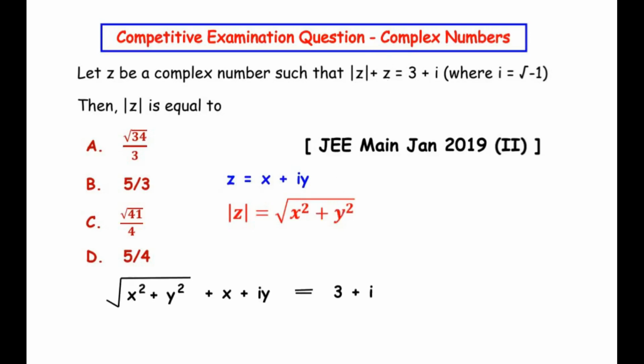So we have here square root of x square plus y square plus x plus iy is equal to 3 plus i. Now the next step is comparing the real numbers from both the sides and the imaginary numbers as well. On the left hand side the real numbers are square root of x square plus y square plus x because these terms are without the i. And on the right hand side we have a real number 3. Similarly we are going to compare the imaginary terms as well. On the left hand side we have iy and on the right hand side we have plus i. So let us compare them and write here.